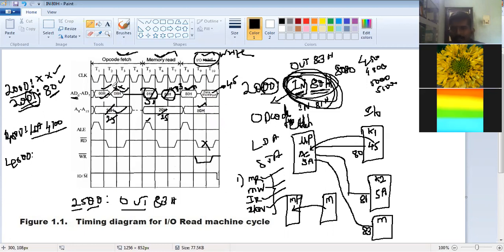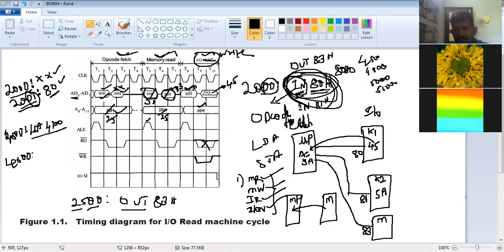Now you have understood, Hiba? Okay. This will be a straight line for IO write, OUT 83. And data from port means what? What should I write here? And what should I write here? First you tell me what I should write here. Instead of this 80, what should I write?